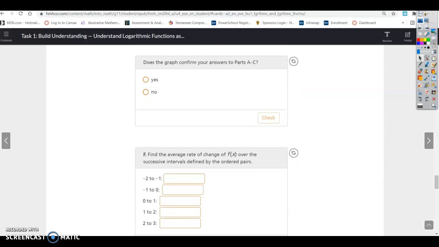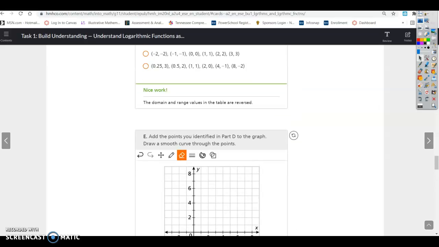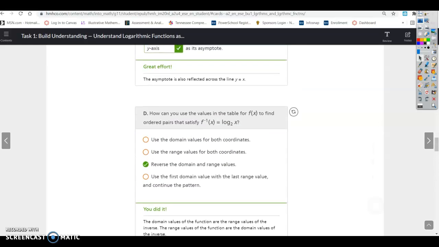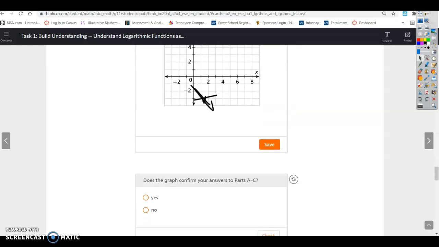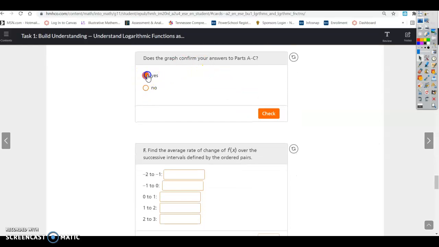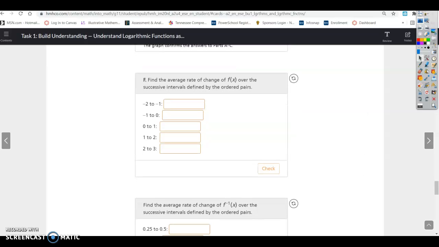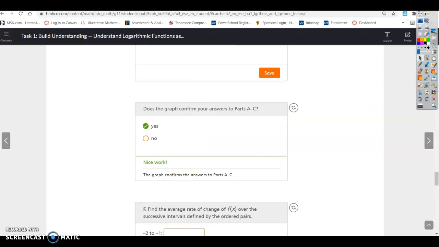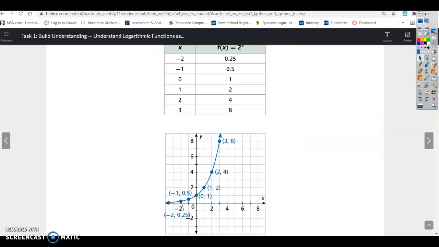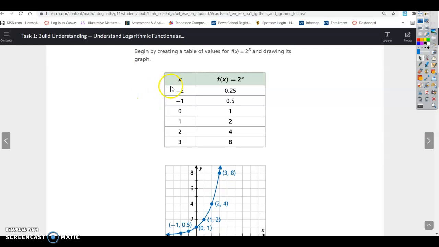All right, it says, does the graph confirm your answer to parts A through C? So A through C, we reverse the x's and y's. And yes, it does confirm all of that. So it says, find the average rate of change for f of x over the successive intervals. All right, remember your average rate of change is your difference of y's over your difference of x's. So you're going to go back to the ordered pair, and because we're running out of time, I'm going to pause the video to do this.